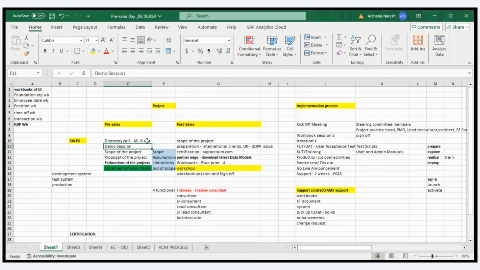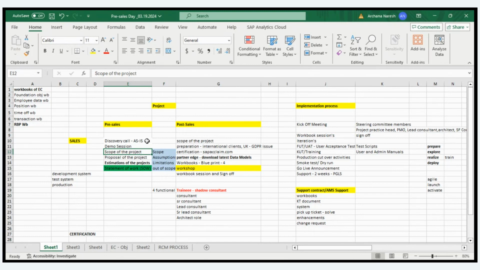Then comes the scope of the project. So after these two discussions are done, then your project manager will ask you, because now you are owning that pre-sales part. So they'll ask you, okay, can you tell us what is the scope? Because you are the one who spoke to them, right? So you will say, okay, as per my discussion, they have core EC, they want to take position management also, they want to take time off also, they don't have global benefits, they don't have timesheets. So you are the one who can tell your manager in writing what is there, what is not there.